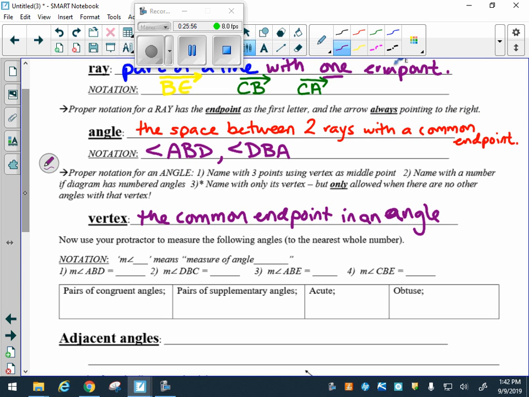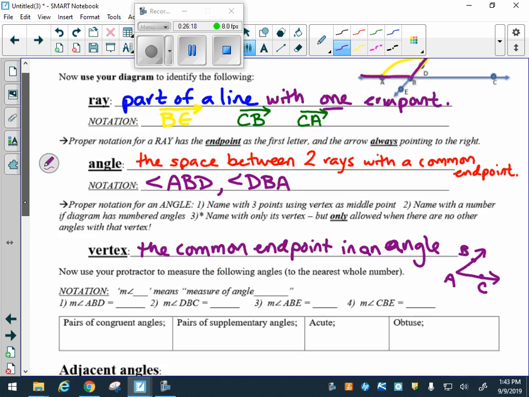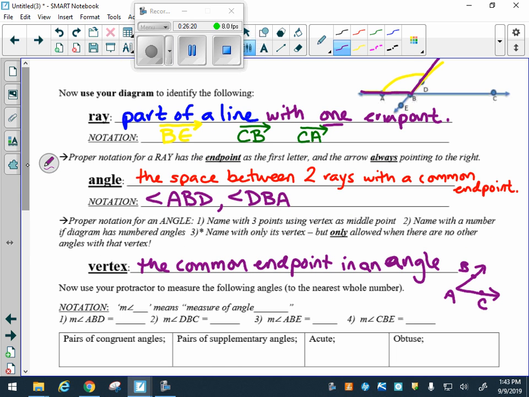The third way is by using only the vertex letter. But that is really reserved for very simple diagrams where literally the only angle at that vertex is the one angle that you're talking about. If you look at the diagram that we have here, if I said angle B, would you know what angle I'm talking about? No. So in this diagram, that's not an option. If there was a diagram where there's only one angle at point A, well, then you can do it. Okay, so that's a very specific case.